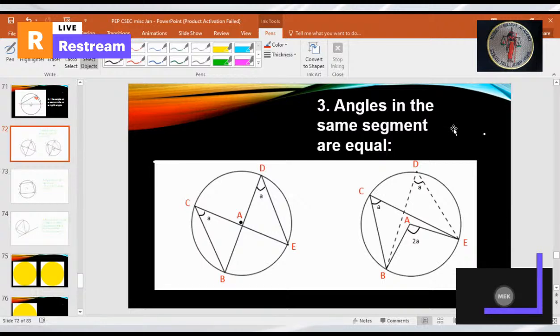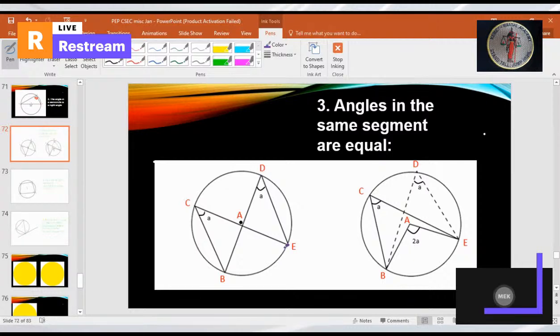Theorem 3, angles in the same segment are equal. So remember we said chords cut the circle into segments. Now, if you look at these 2 angles, actually we have 4 angles we could look at here. Angle C and angle D. These 2 are equal because they start on the circumference and they end on the same chord.